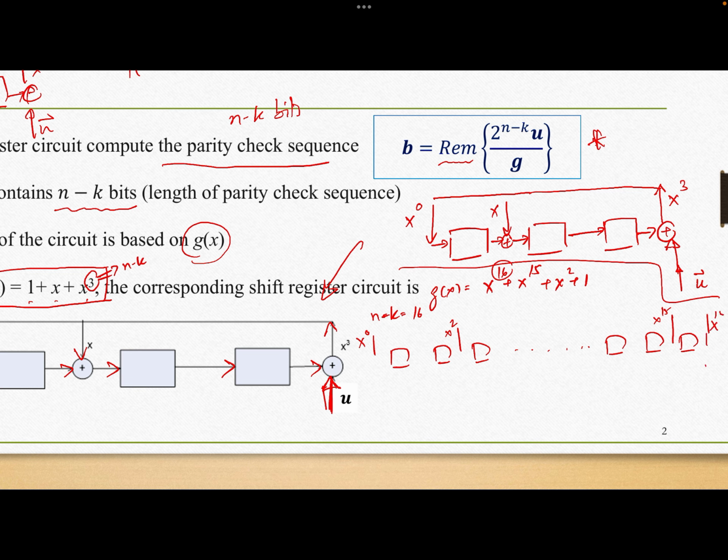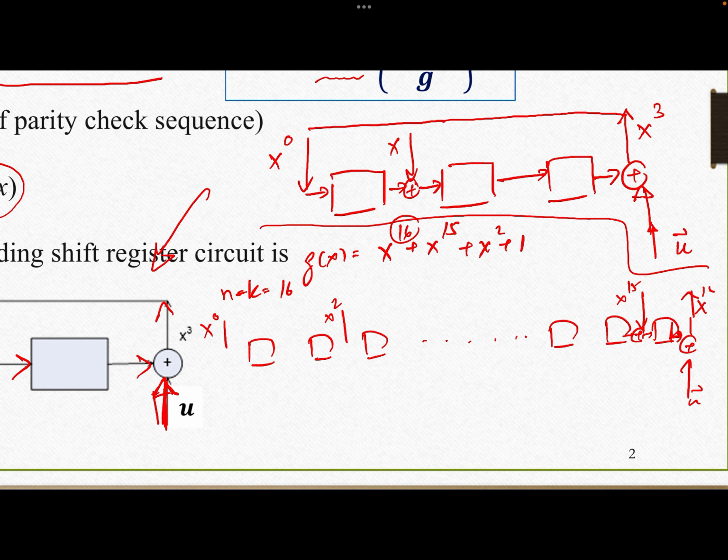Okay, so we have input here, so we draw it like this. This one we must have the modulo 2 here. Okay, this one we have modulo 2 here like this, and then we have the feedback line here. Okay, so this is the structure of x to the 16 plus x to the 15 plus x squared plus 1.